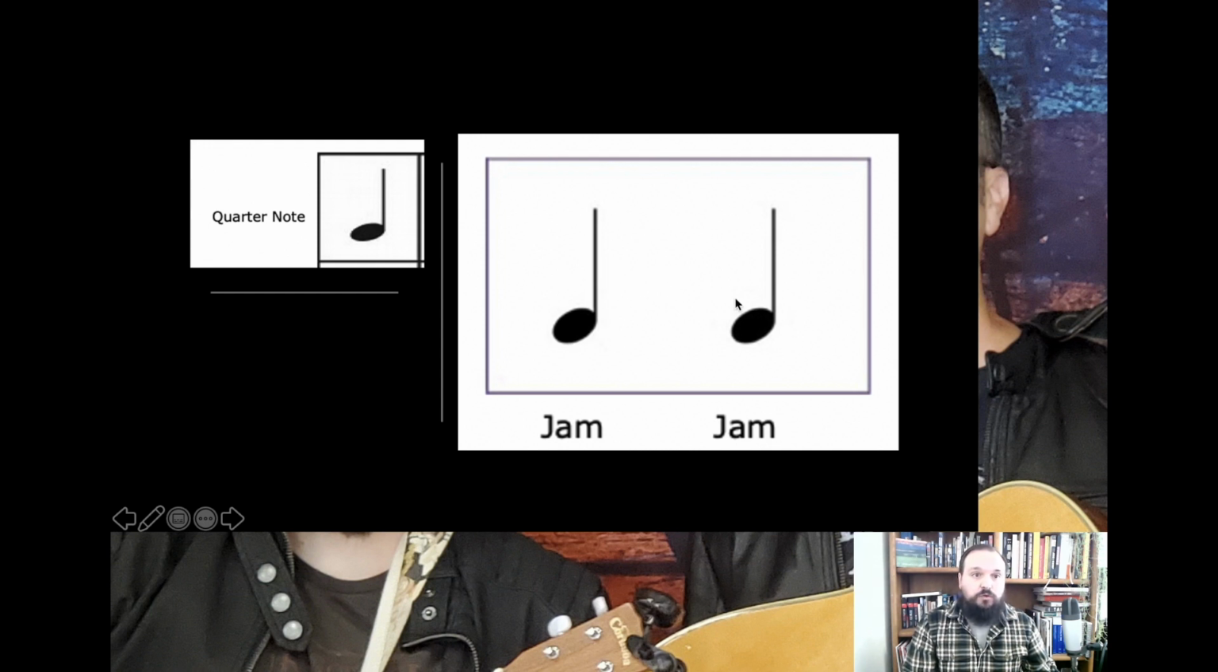So here we have two jams. Let's go ahead and clap those two jams. So we go on four. Okay, we're going to go 1, 2, 3, 4. Jam, jam. Good. You want to try one more time? All right, here we go. 1, 2, 3, 4. Jam, jam. Good. We'll get more practice with this in a second, but let's learn the other type of note first.